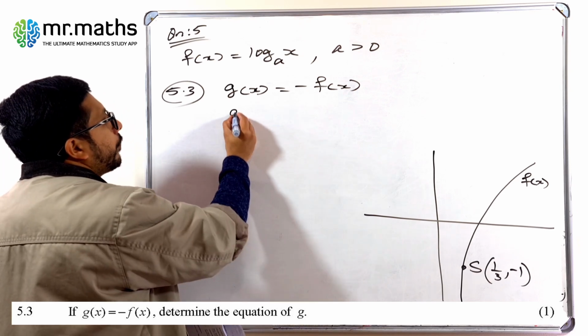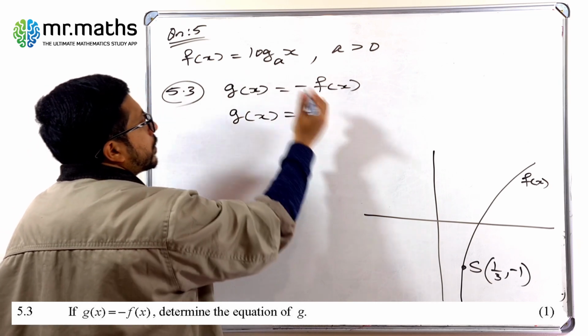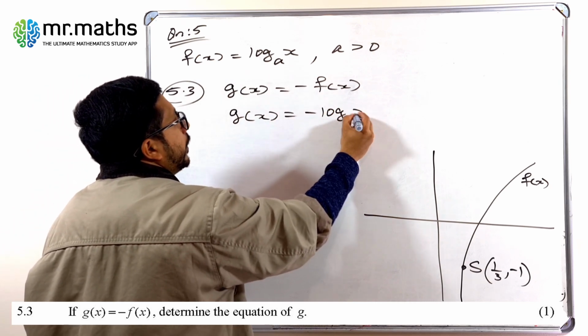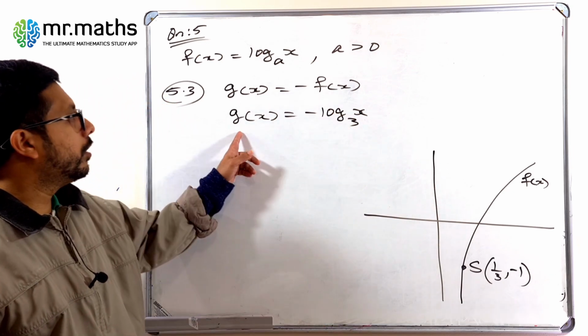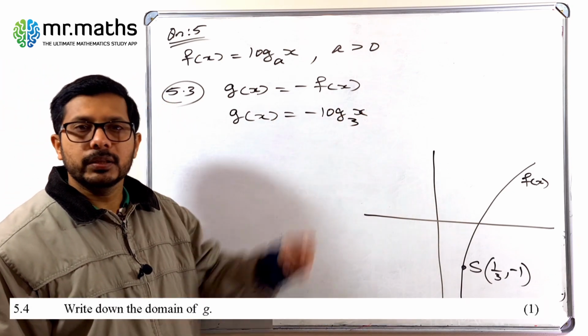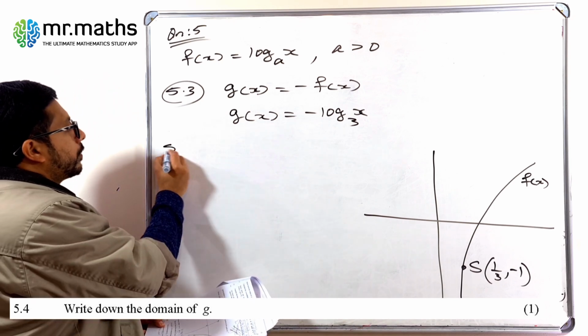So g of x is equal to minus f of x. What is f of x? Log x to the base a, where a is 3. So this is g of x equals minus log x to the base 3. That's all. It's 1 mark. Okay, simple question.